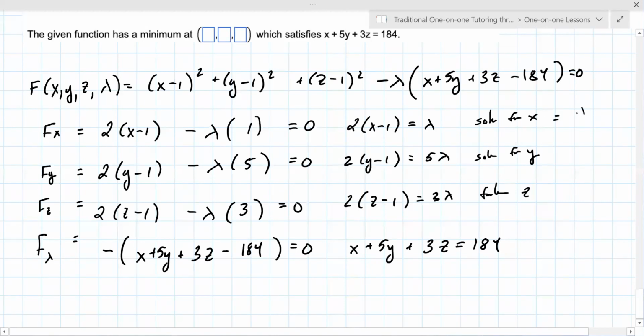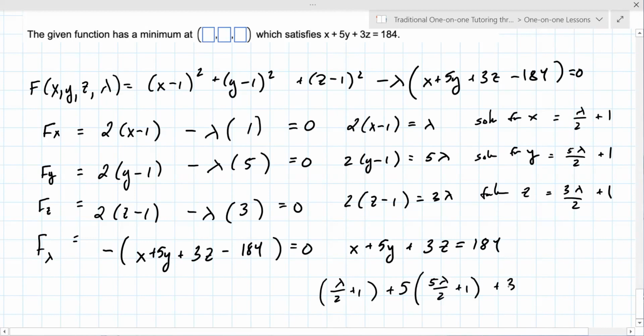Okay, so here, x equals lambda over 2 plus 1. This one, y, is 5 lambda over 2 plus 1. And then this last one, z, is 3 lambda over 2 plus 1. And then we're going to substitute those in here. So it's lambda over 2 plus 1, plus 5 times 5 lambda over 2 plus 1, plus 3 times 3 lambda over 2 plus 1, equals 184.